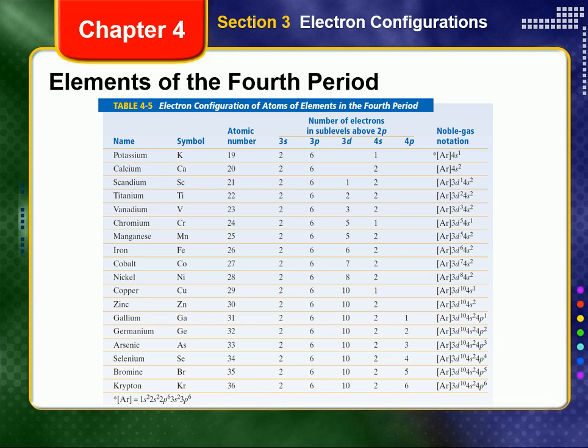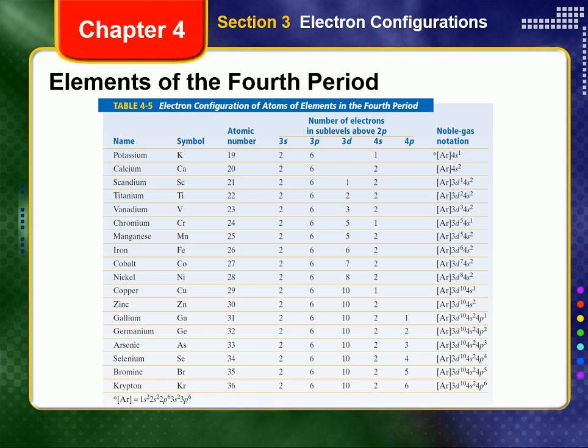Scandium, Sc, has the electron configuration argon 3d1 4s2. Titanium, Ti, has the configuration argon 3d2 4s2. And vanadium, V, has the configuration argon 3d3 4s2. Up to this point, 3 electrons with the same spin have been added to 3 separate d orbitals as required by Hund's rule. Surprisingly, chromium, Cr, has the electron configuration argon 3d5 4s1.